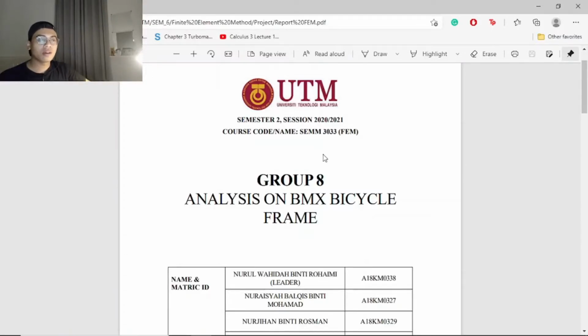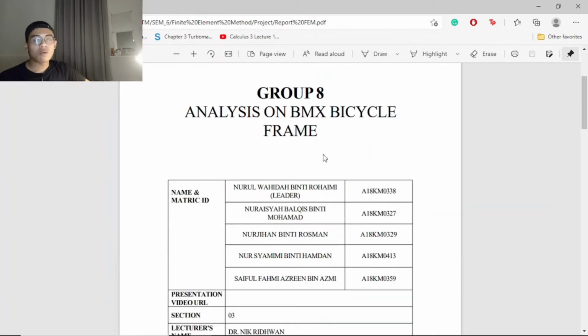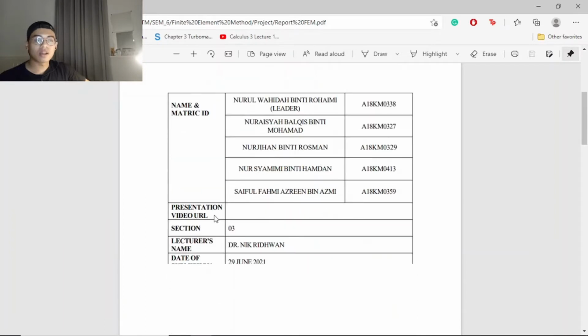Today, our group will present about our project with a title of Analysis on BMX Bicycle Frame. Our group consists of 5 members, which is Nurul Wahidah binti Rohaimi, Nur Aisyah Balkis binti Muhammad, Nur Jihan binti Rosman, Nur Shamimi binti Hamdan, and lastly, Saiful Fahmi Azim bin Azmi. And we are from Section 3.